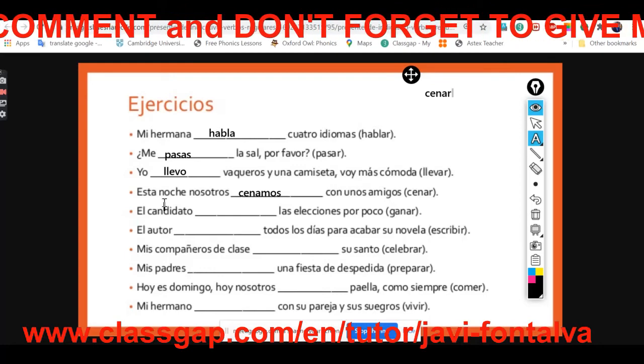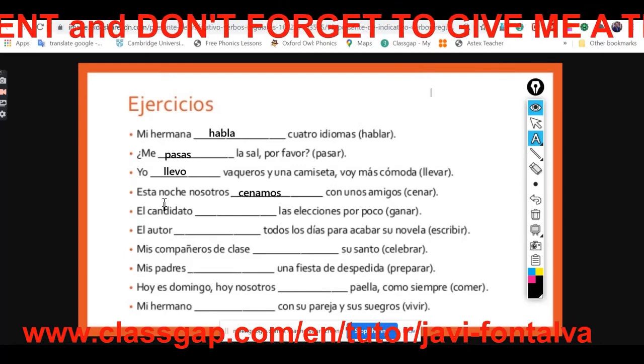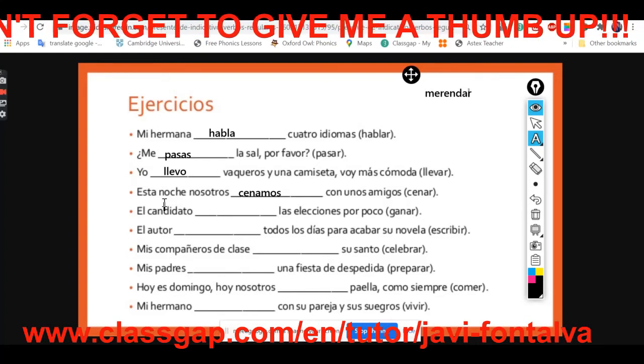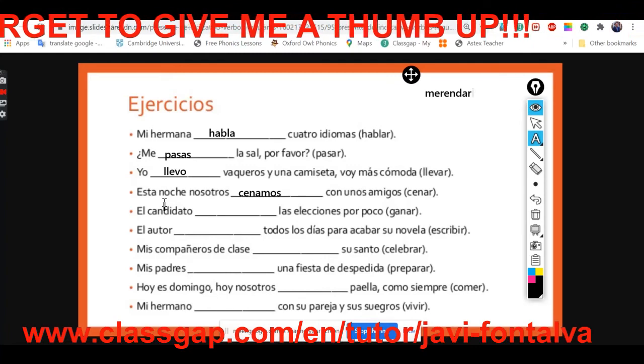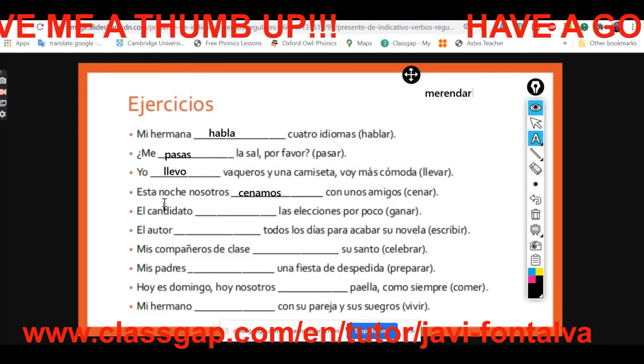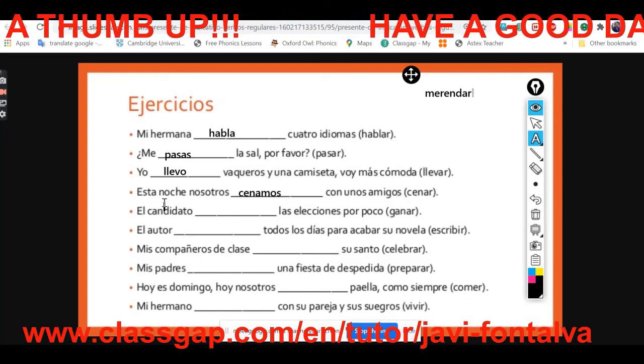We have snacks. Snacks is merendar. So we call it merienda, okay, that will be an afternoon tea, or a snack. Merendar is the verb, okay?